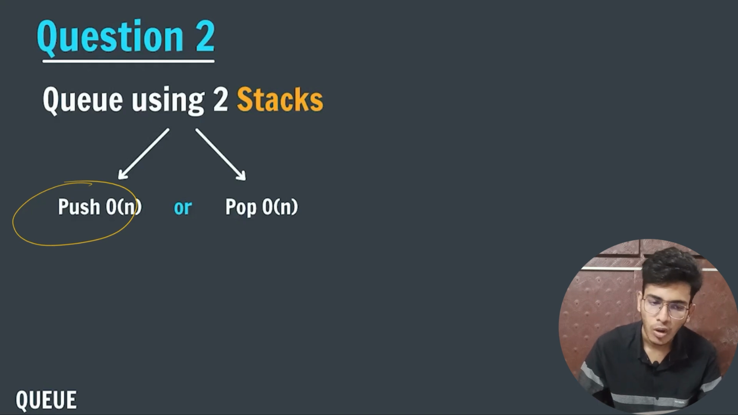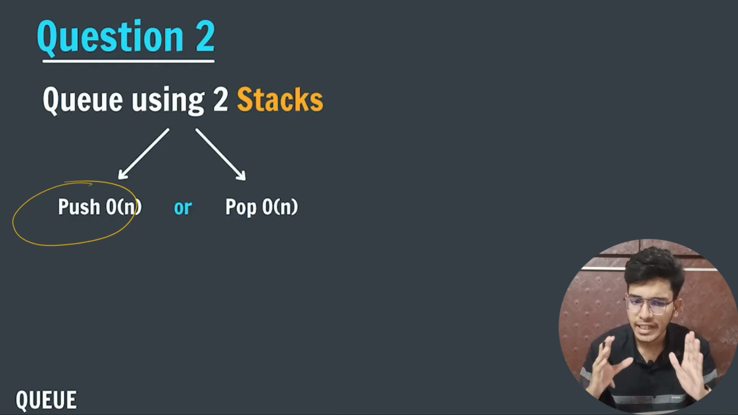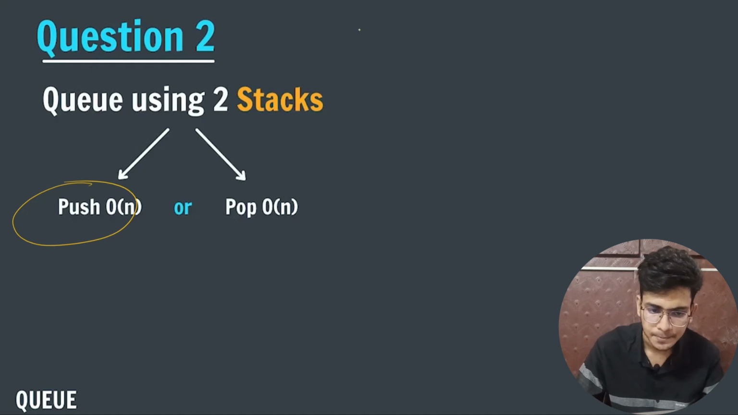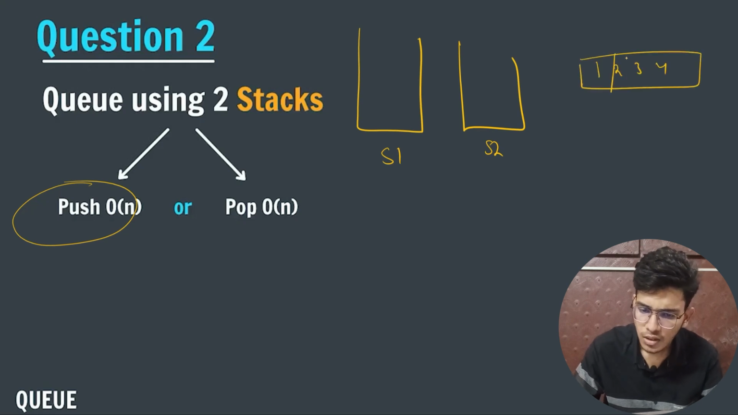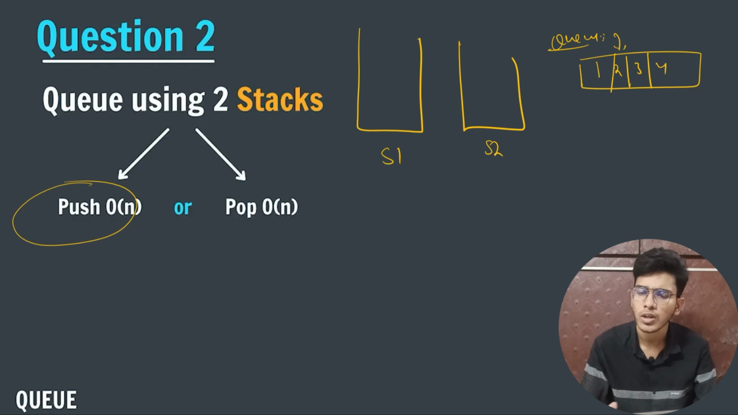Now in this, the push approach is that we will take 2 stacks. Let us consider this is my stack 1 and this is my stack 2. Now let us consider a sample queue which I'm going to create. This is my sample queue which I want to create. This sort of queue I want to create using these 2 stacks.